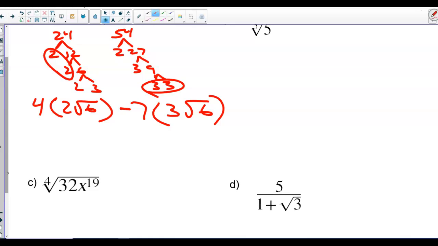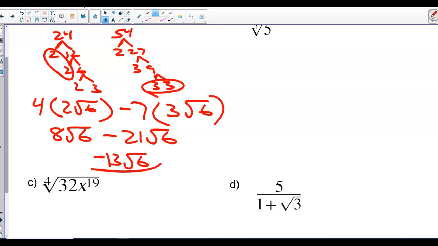Okay. 4 times 2 is 8. 8 root 6 minus 7 times 3 is 21 root 6. And 8 minus 21 is negative 13 root 6.